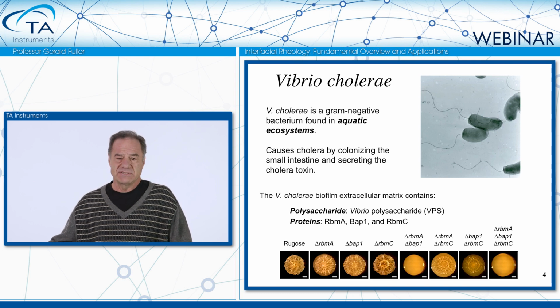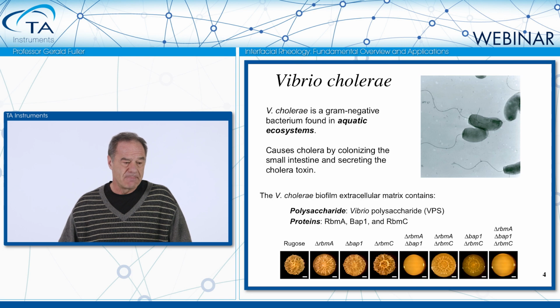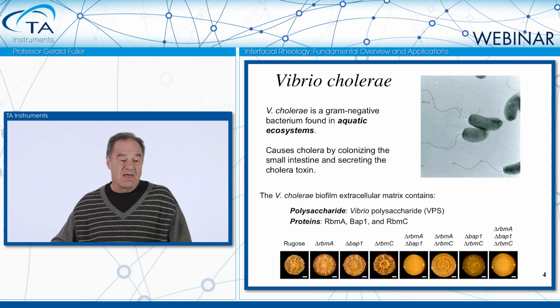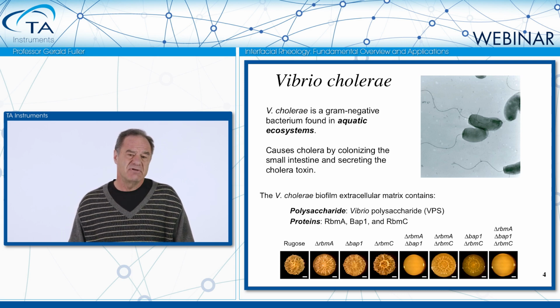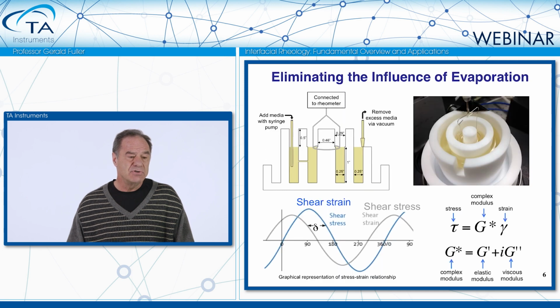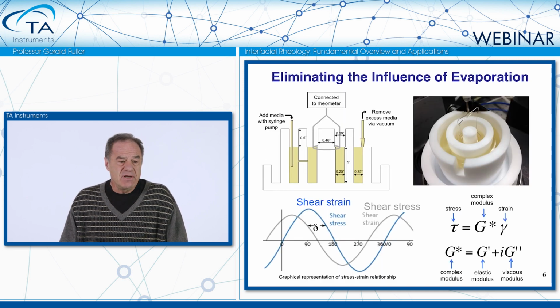Rugose is what's called the wild type. That's what grows naturally, and that's the visual appearance of the biofilm in that case. Whenever you see a delta, you've knocked out a protein, and there are 3 of them: RbmA, Bap1, and RbmC. And you can see single knockouts, and then the 5th photograph is a double knockout, as is the next one and the next one, and finally even a triple knockout. So how do we make this measurement of viscoelasticity? Well, we use a double wall ring, shown here.